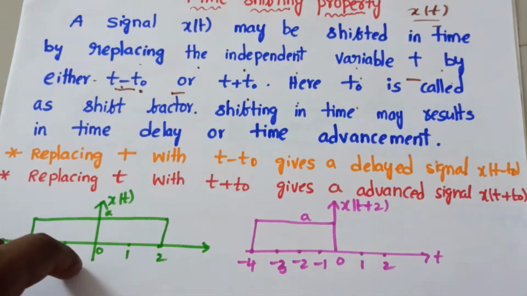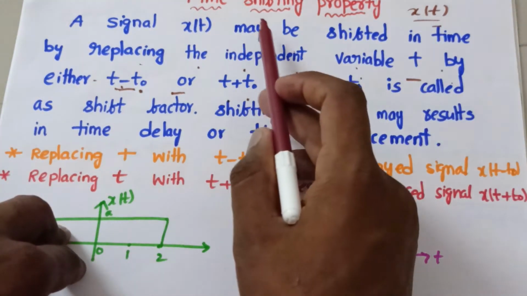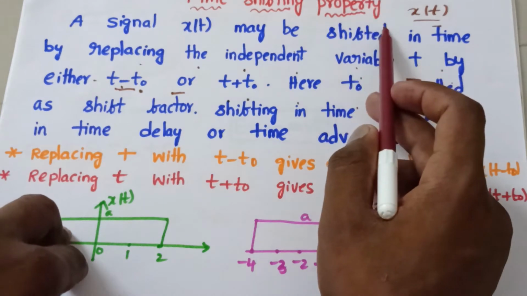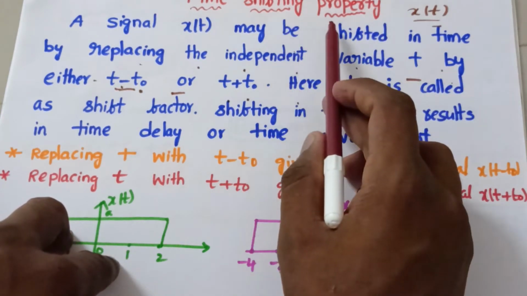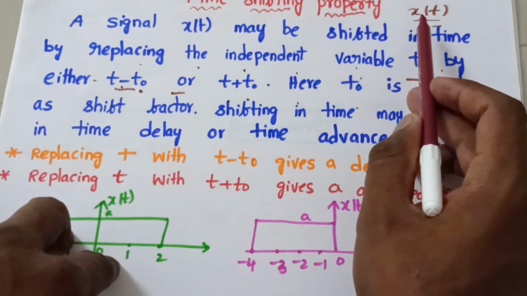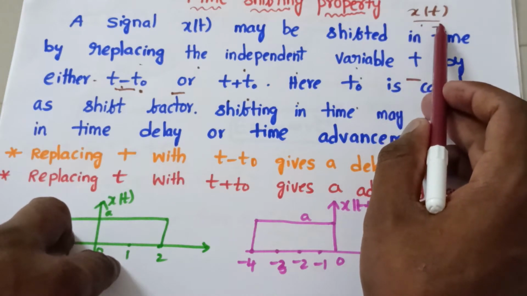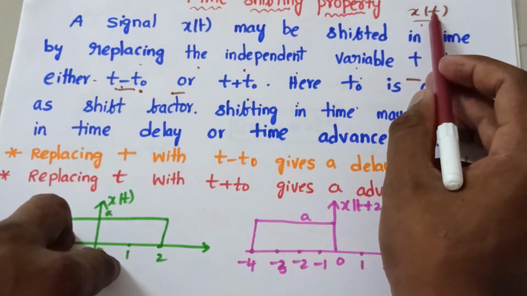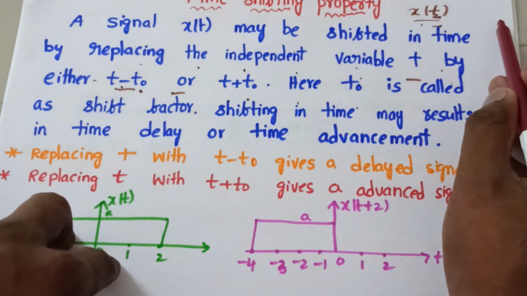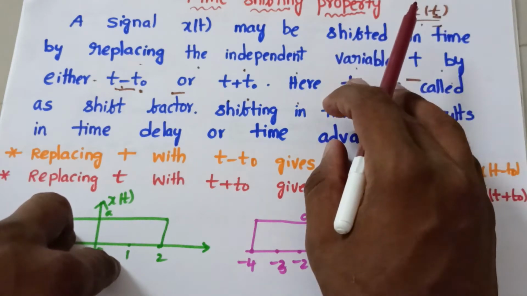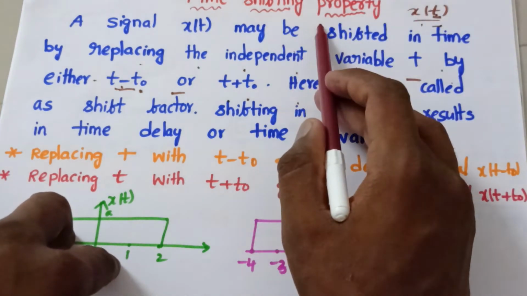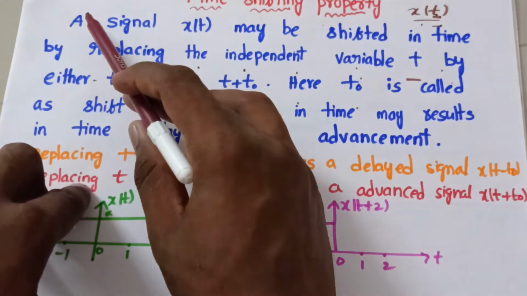Hello friends, in this video we'll discuss the time shifting property on signals. Time shifting is nothing but, in general, we represent a signal like x of t or y of t. If we want to shift this t either in advance or delayed, then that process is known as the time shifting process. Okay, first let's see what is time shifting.